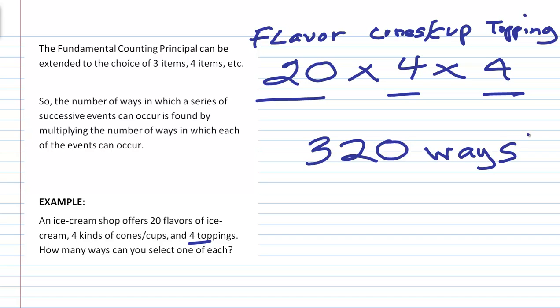Now you can extend this to 4 choices or 5 choices or 6 choices, assuming that you're only selecting one from each of the categories. So we're not picking 2 flavors of ice cream. We're just picking one of the 20, one of the 4 toppings, and one of the 4 cones or cups. So that's what makes it the fundamental counting principle and makes it different from the permutations and combinations we'll talk about, and that is the selection of one choice from each category.